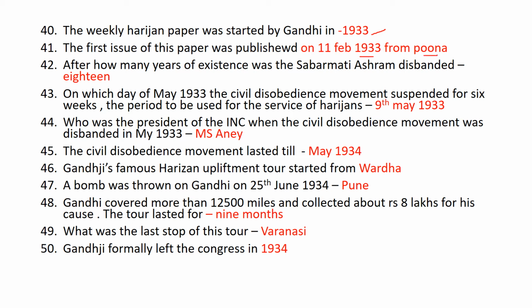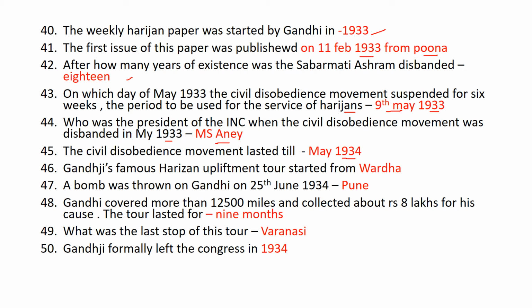After how many years of existence was the Sabarmati Ashram disbanded? 18. On which day of May 1933 was the civil disobedience movement suspended for 6 weeks, the period to be used for the service of Harijans? It was the 9th May 1933. Who was the president of Indian National Congress when the civil disobedience movement was disbanded in May 1933? M.S. Aney. The civil disobedience movement lasted till May 1934.